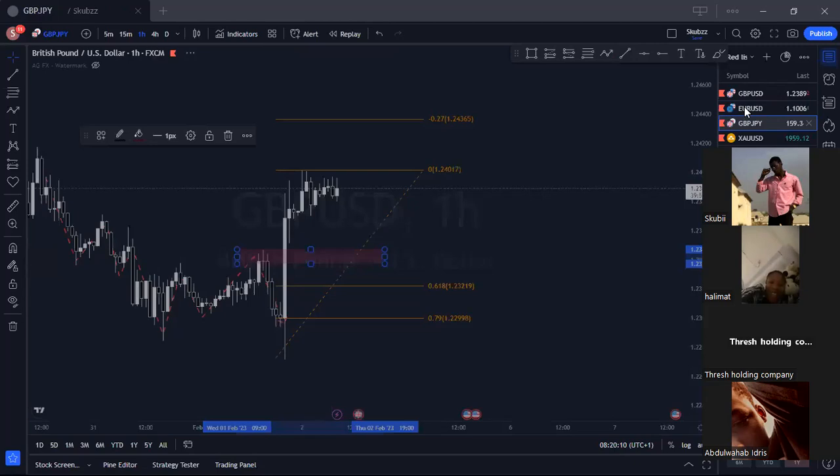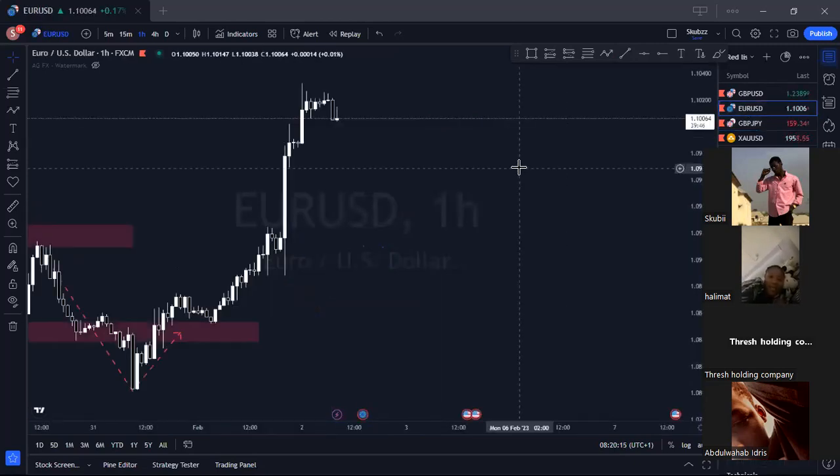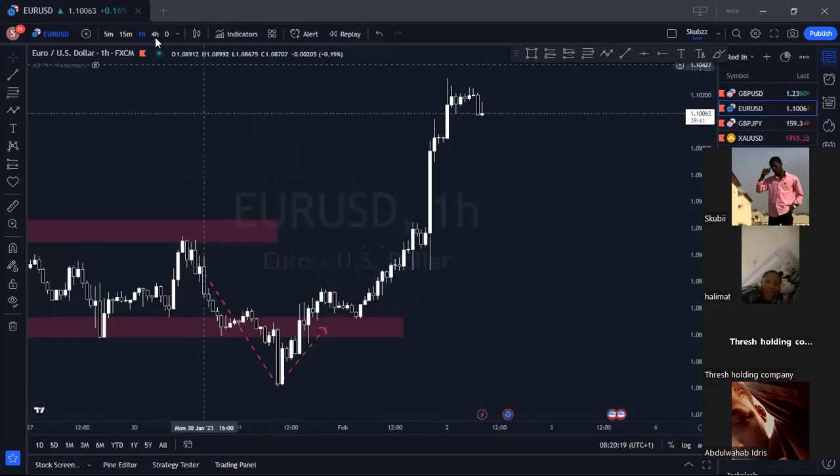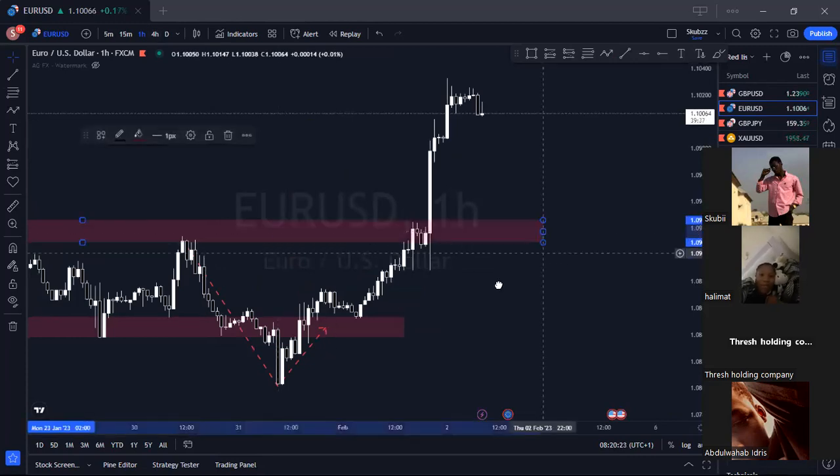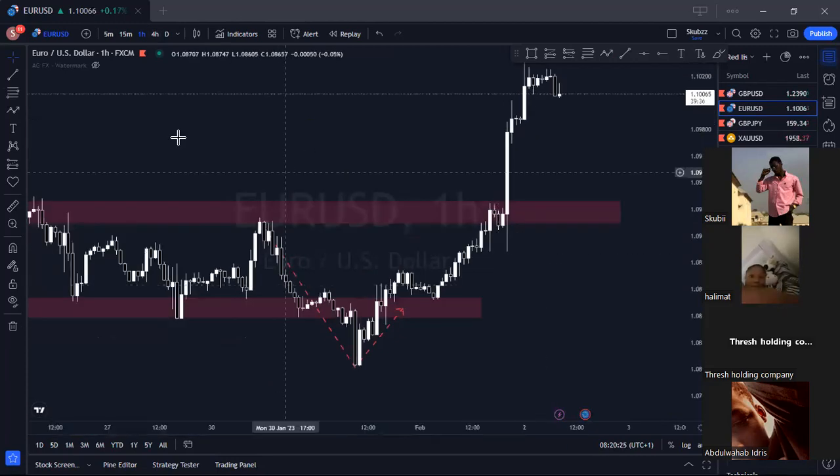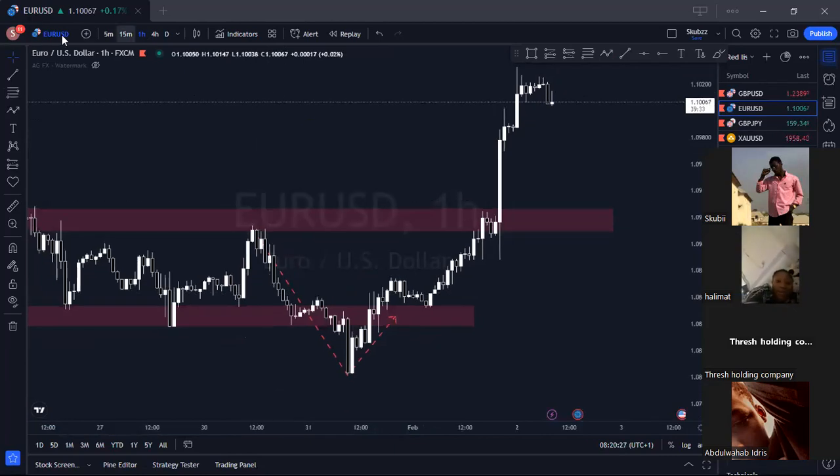Then, sorry, Euro USD. I'm going to leave this one alone. The price movement is too straight. Let me check the 4H and see.